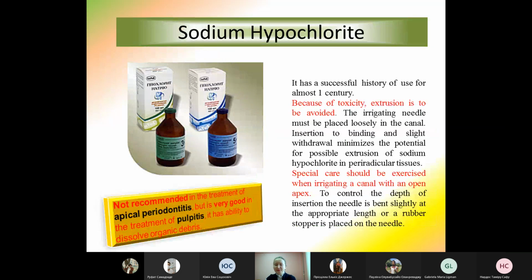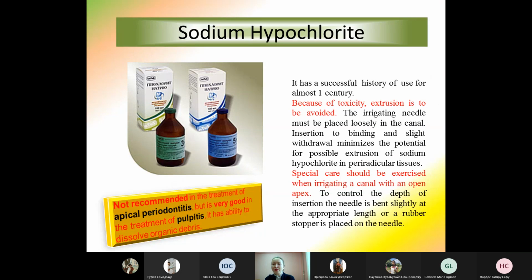So sodium hypochlorite, it is a liquid material that has a great history of almost 1 century. Yes, it's true. Due to its toxicity, the extrusion through the periapical hole should be avoided. The irrigating needle must be placed loosely in the canal. Insertion to binding and slight withdrawal minimizes the potential for possible extrusion of sodium hypochlorite in periradicular tissues.